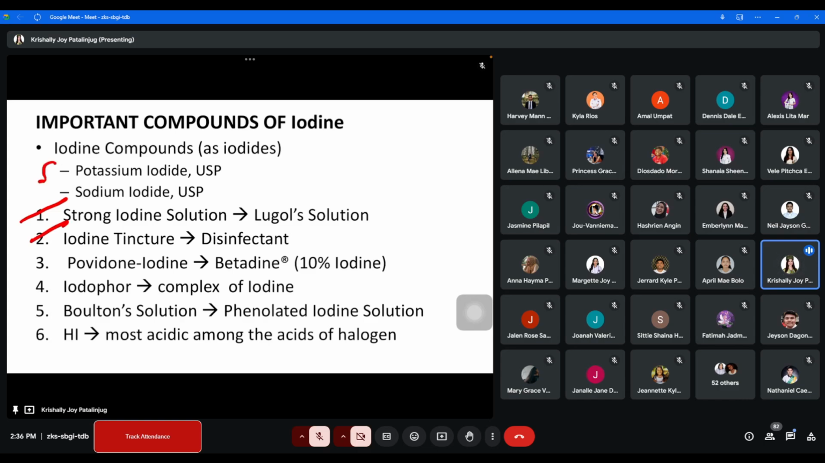Ito, potassium iodide, solubilizer man ito sila, di ba? Iodine solubilizer. Ito, antiseptic. May 10% iodine, antiseptic yan. And then the rest, okay, they exhibit antiseptic and disinfectant activity. The most acidic among the acids of halogen, of course, it's the hydroiodic acid. We mentioned that sa first slide under halogen.